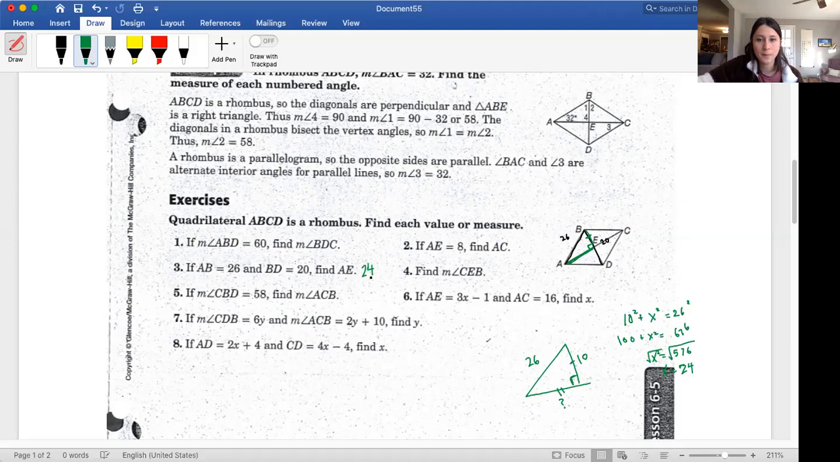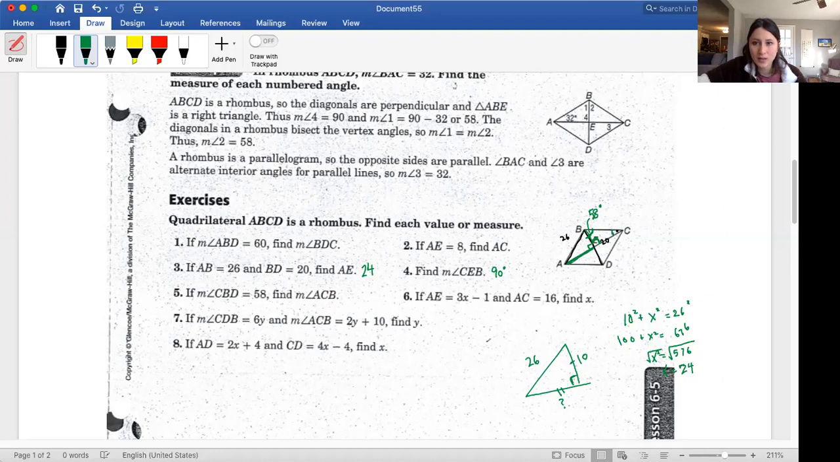We just found that. Number 4, it says find the measure of CEB, this angle right here. Well, we don't even have to do anything. CEB, we know, has to be 90 degrees. Now looking at CBD, which is right here, that's 58 degrees. Find ACB.